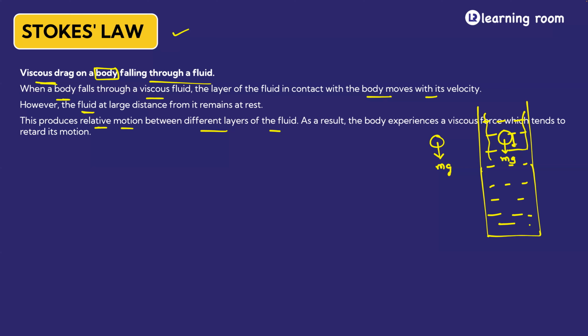The paper which is in contact with the solid in the tangential direction will tend to move, but the paper which is far away is going to be at rest. So there is a relative velocity that is existing between this layer and the other one. That is the statement. Right.